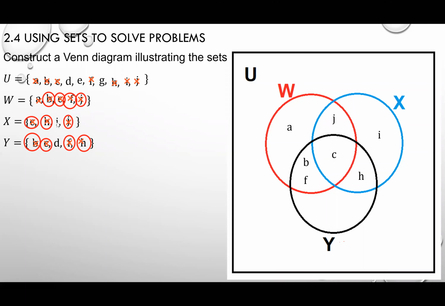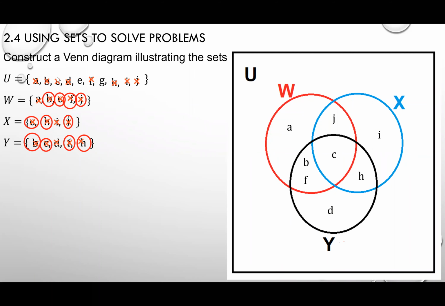What is left over in Y? Left over in Y is my D. I'm done with my D. So everybody see that in my W, I use all my letters. In my X, I use all my letters. And in my Y, I use all my letters.